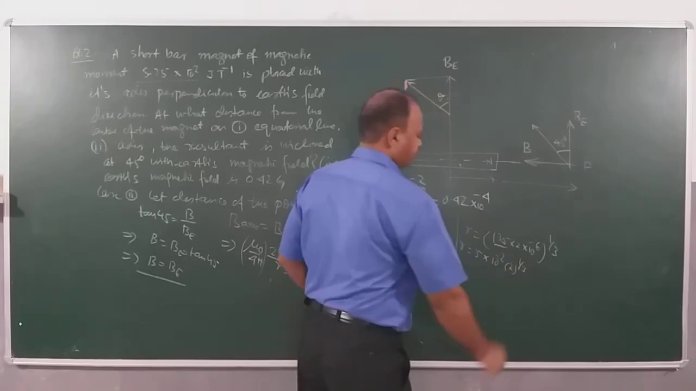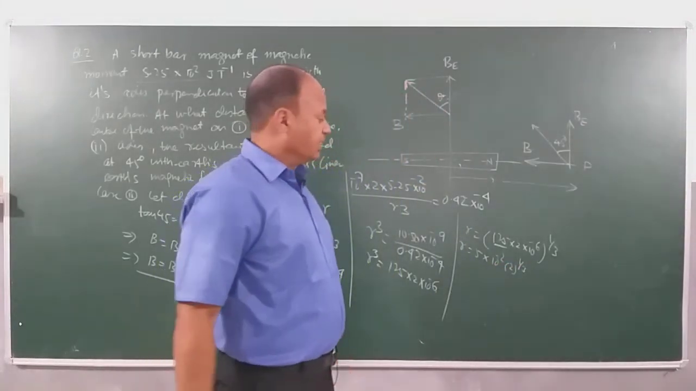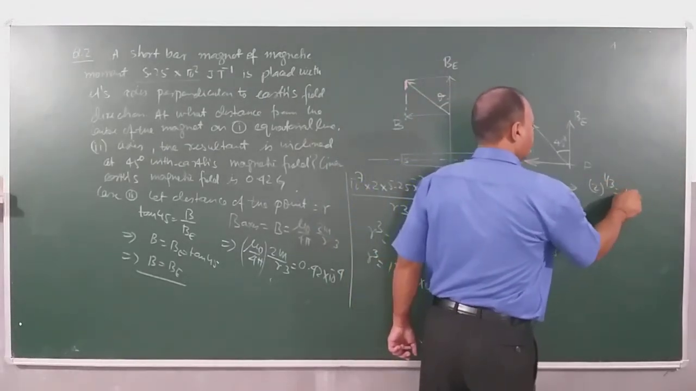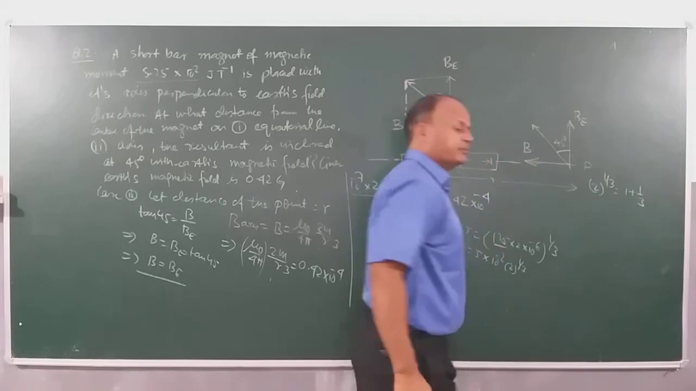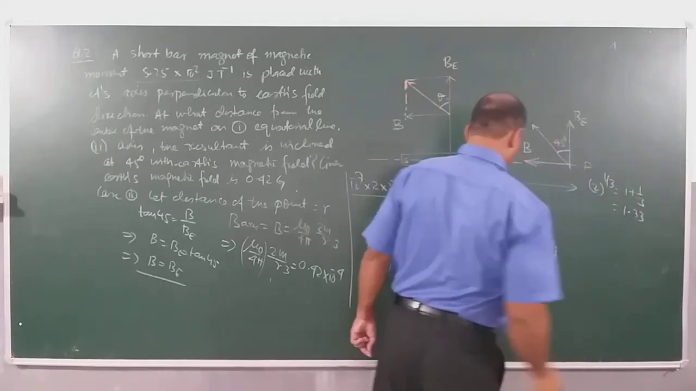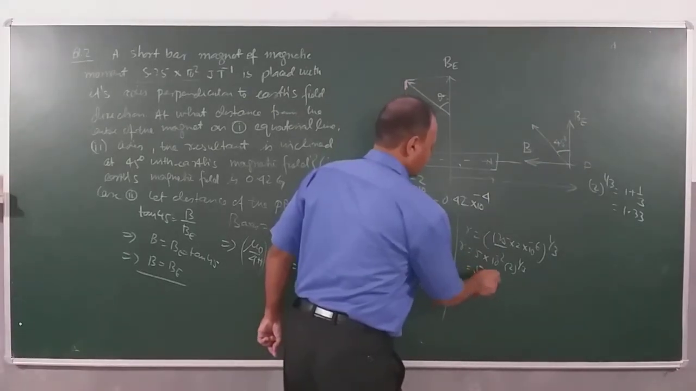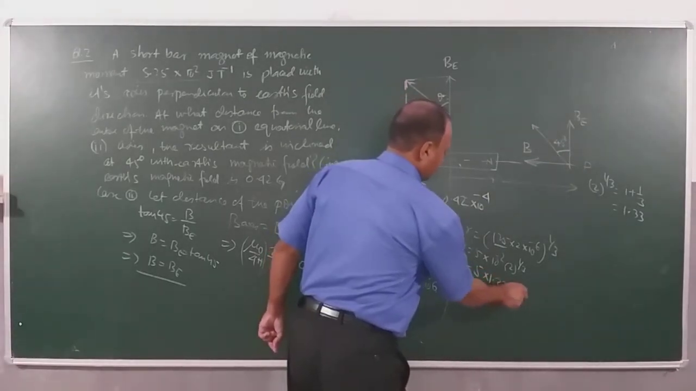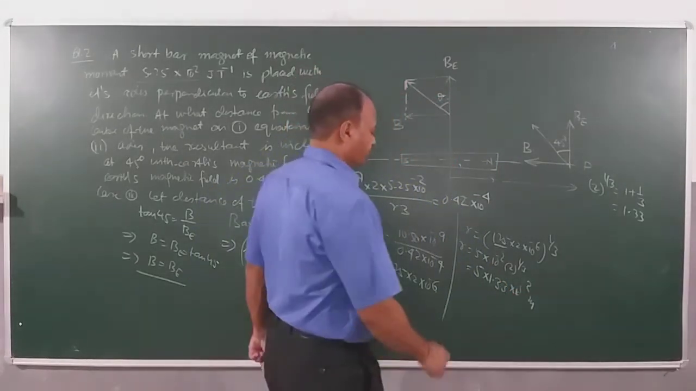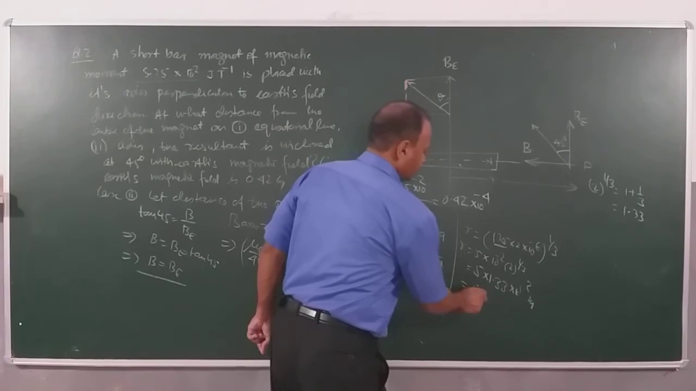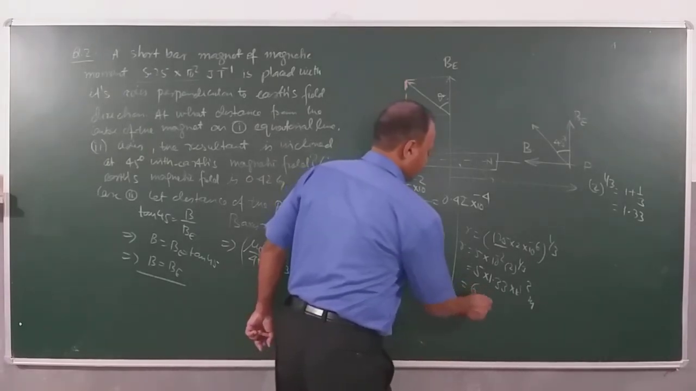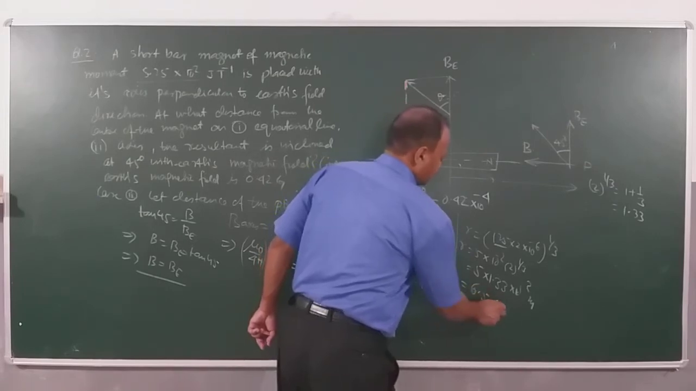Clear? And the cube root of 2 will be, children, nearly 1 plus 1 by 3 if I use the binomial theorem, right? And this will be 1.33. So it will be 5 into 1.33 into 10 to the minus 2 meter. And if you want to convert into centimeter, it will be nearly 6.5 centimeter. Okay.